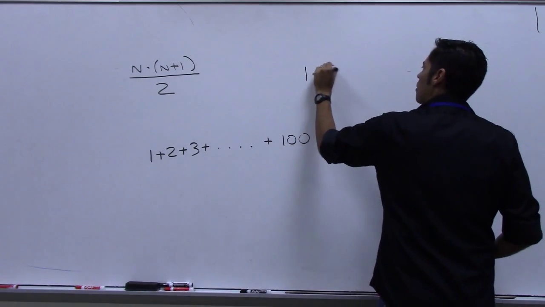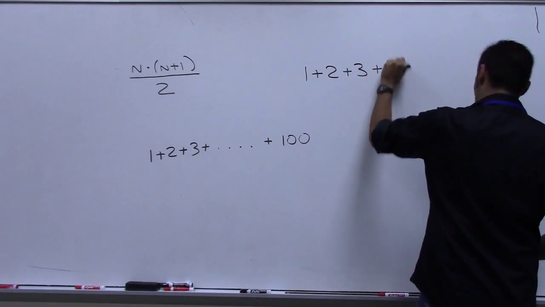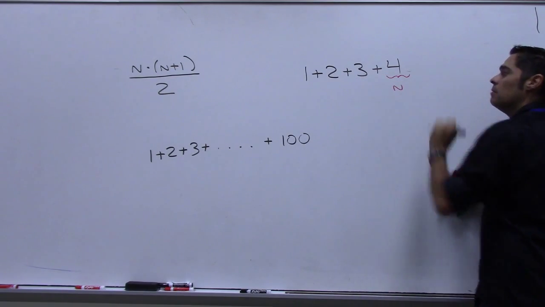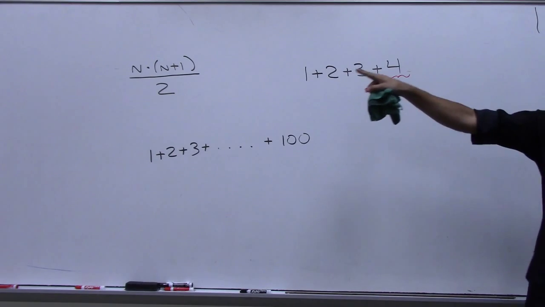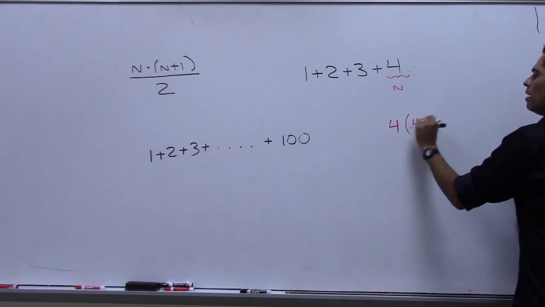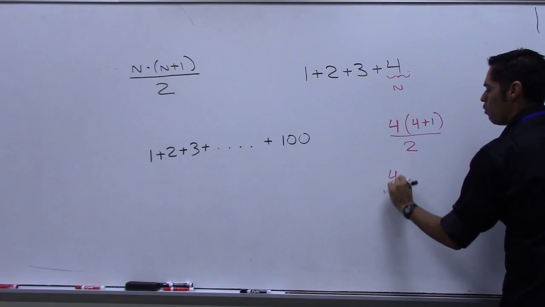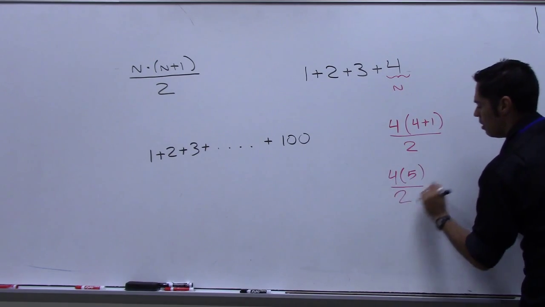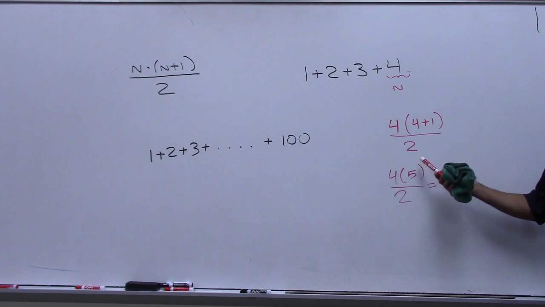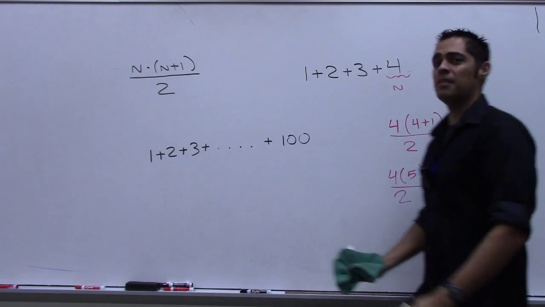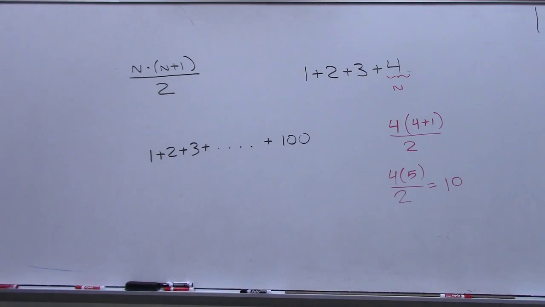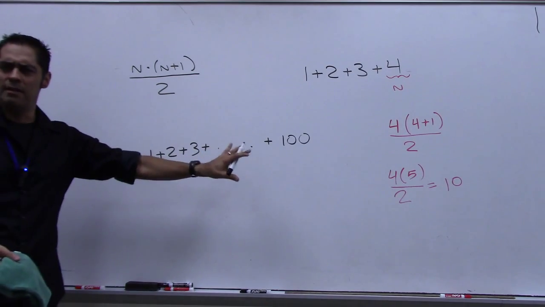In fact, I'll show it to you real quick. If you want to add up the first 4 numbers, we'll call the last number n. If you plug it into that formula, what would you get? 4 times 4 plus 1 divided by 2 is 4 times 5 over 2, which is 10, isn't it? 20 over 2 is 10. So it works for 4, but guess what? It works for 5 and 6 and 7 and any number. That formula works, and like I said, it was well known already in mathematics.